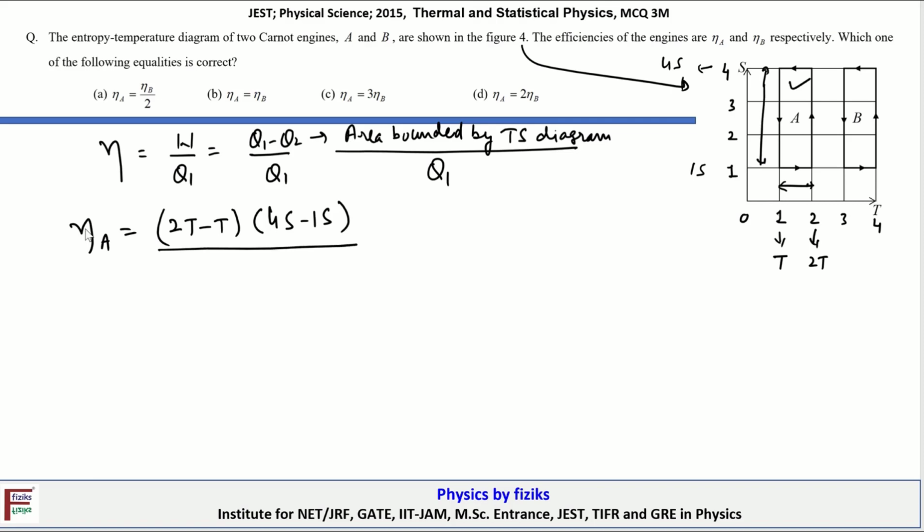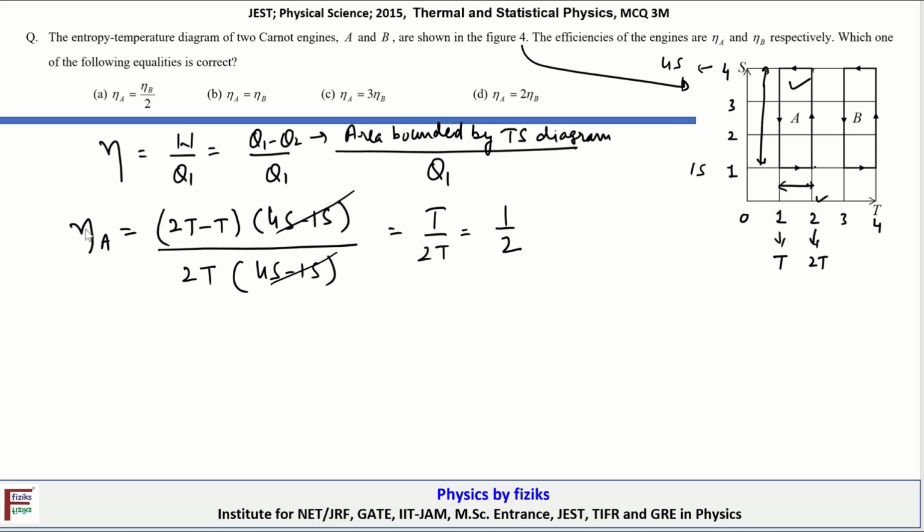Now divided by Q1. So Q1 is determined by the high temperature line, which corresponds to a temperature of 2T. So Q1 is equal to 2T times the integral of dS, so 2T and then the corresponding change in entropy, which is governed by this line from here to here. That is equal to 4S minus 1S. So this will cancel with this quantity, so ultimately this is equal to 2T minus T, that is T, divided by 2T. So that means eta A is equal to 1 by 2.